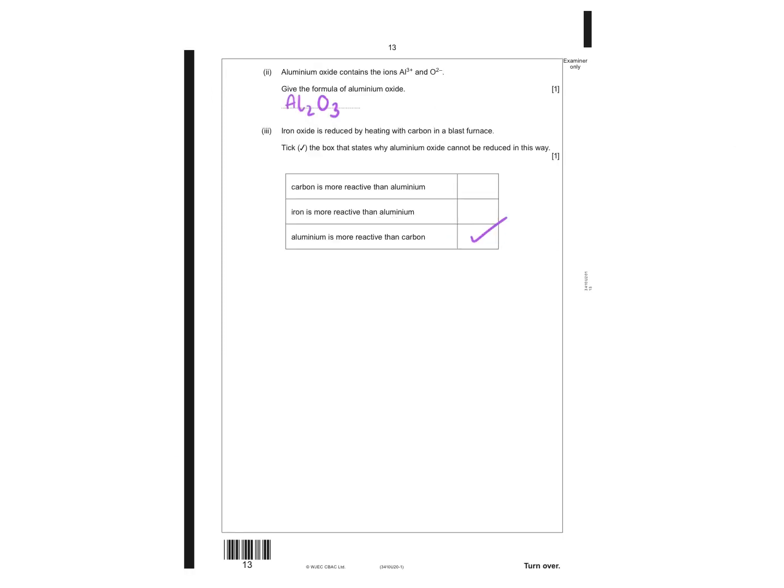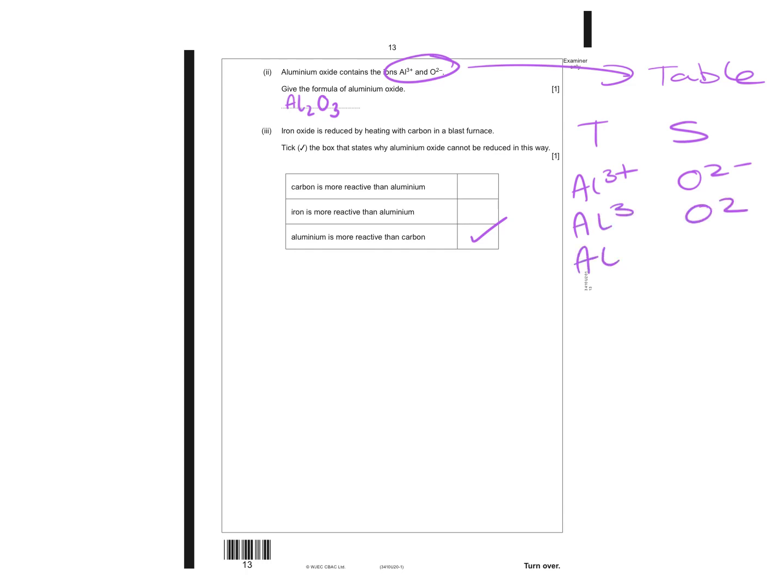So they've given you the ions, you don't even need to find them. Remember, it is on that table at the back though. And give the formula. So you wanted to do top, swap, drop. Al3O2, put them at the top, Al3O, swap them, Al2O3, and then drop them.